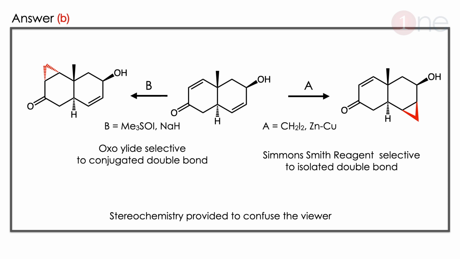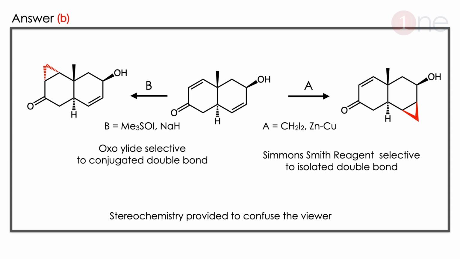The answer is B. Let us see how. The starting material has 2 types of bond, an isolated double bond and a conjugated double bond. Now let us see condition A, CH2I2 and zinc copper couple, which is the Simmons-Smith reagent. It is a named reaction. It is a very selective one, where it will only methylate the isolated double bond. So methylation occurs in the isolated double bond.